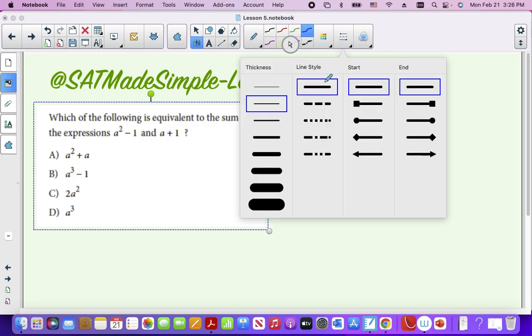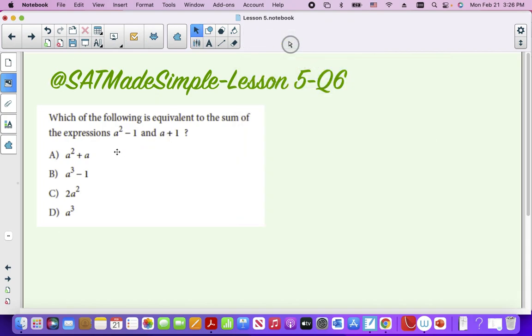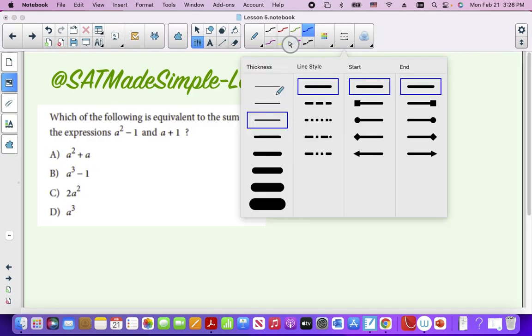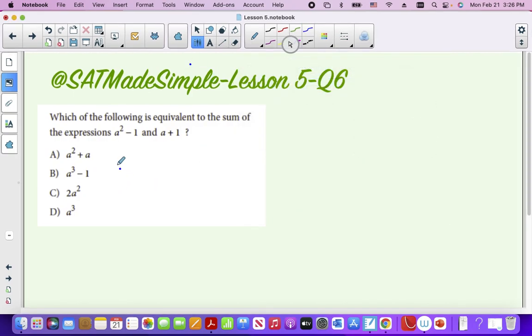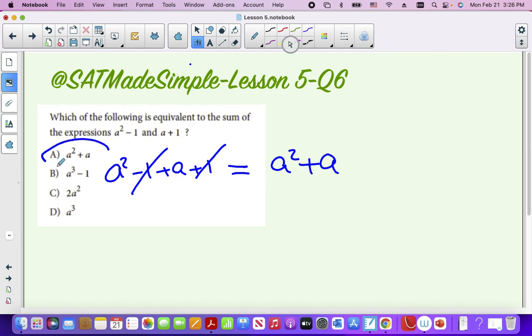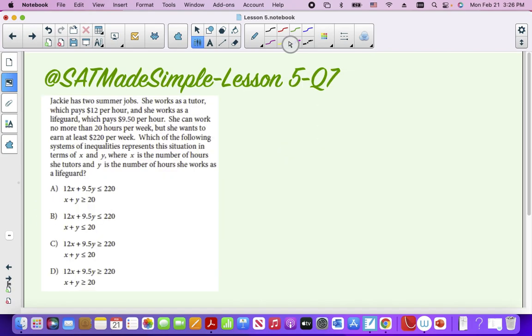Which of the following is the answer? The sum, just simply add the terms. If I add a squared minus 1 plus a plus 1, the minus 1 and plus 1 give me a 0, so the outcome will be a squared plus a. Do I have a squared plus a? Yes, A is my correct answer.